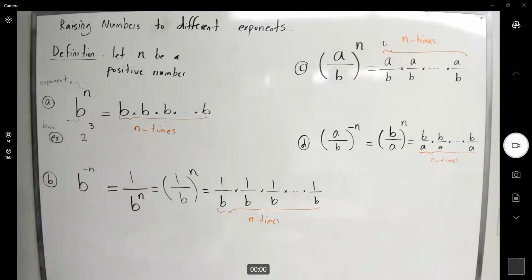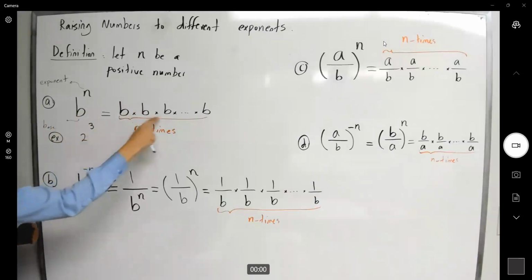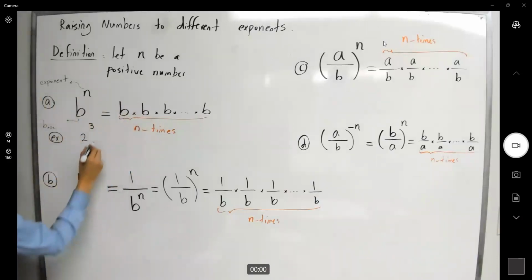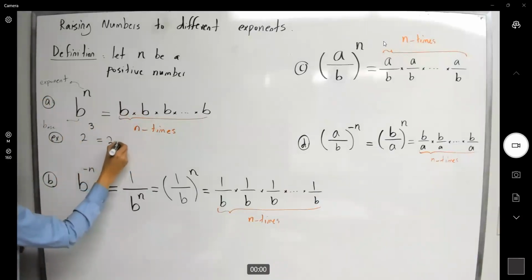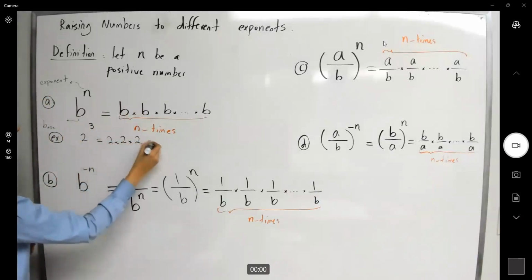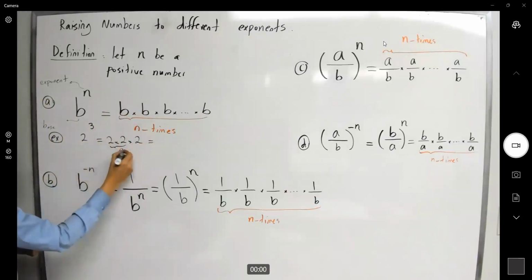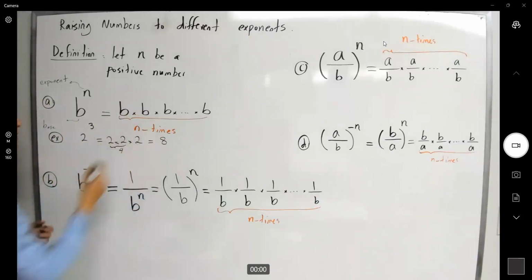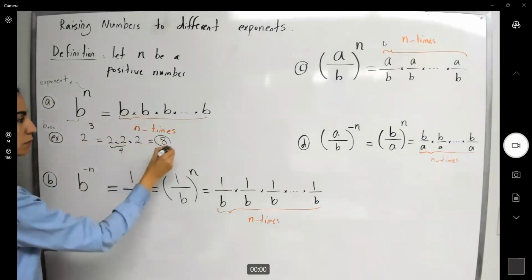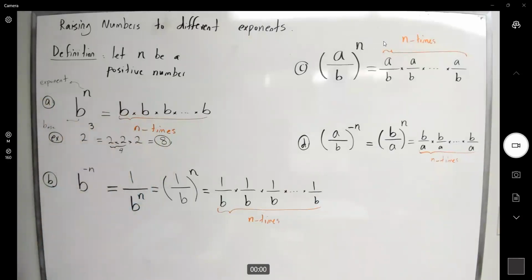So what I'm going to do, I'm going to just follow the definition. The definition says, hey, take your base, write it down 3 times. So you have 2 times 2 times 2, which is equal to 2 times 2 is 4. 4 times 2 is 8. Okay, not that bad. I feel comfortable about this. Give us another example.